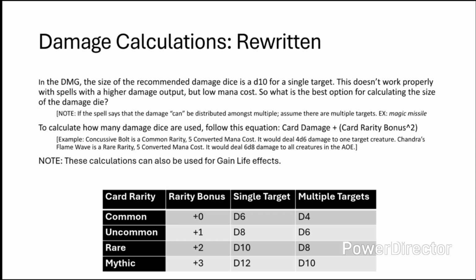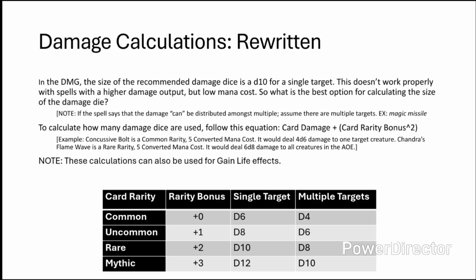Next is damage calculation. I did not really like the idea of the damage die being 10 in the DMG, so I decided to change how damage calculation is done. Some spells would have been too powerful, some spells would have been way too weak. So I decided to put together this little table to best suit our needs for damage. And I made a small little equation to help determine how many damage dice would be put into the spell. It would be the card's damage plus the rarity bonus squared.